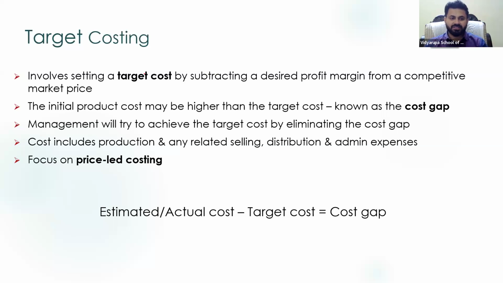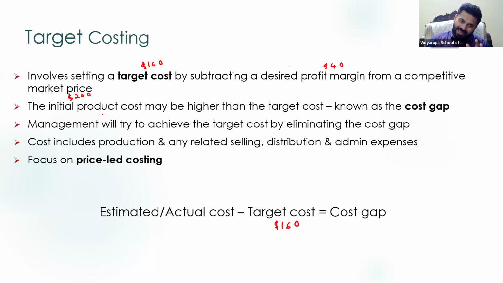Yeah. So target costing, the method, I already have explained the logic. So what happens under this? It involves setting a target cost. How? By subtracting a desired profit margin from a competitive market price. So we'll first calculate the competitive market price. In our example, it was $200. In our example, our competitive market price was 200 and we wanted a profit of how much? $40. So 200 minus 40, we fix the target cost at 160. The target cost was 160. I hope you do remember.